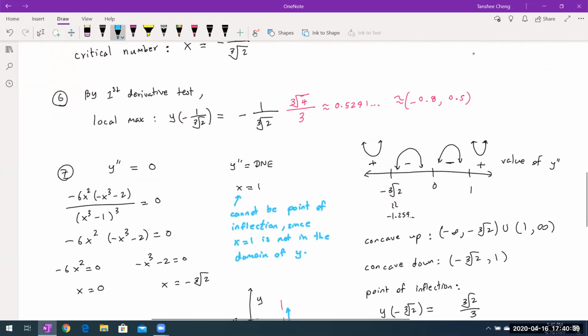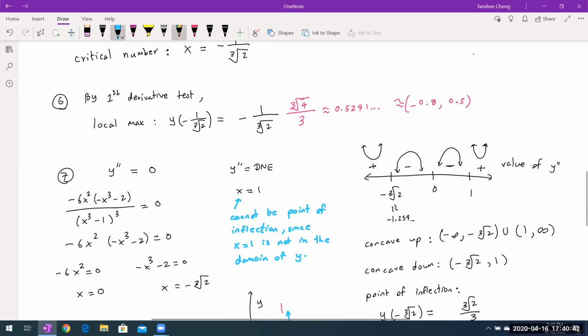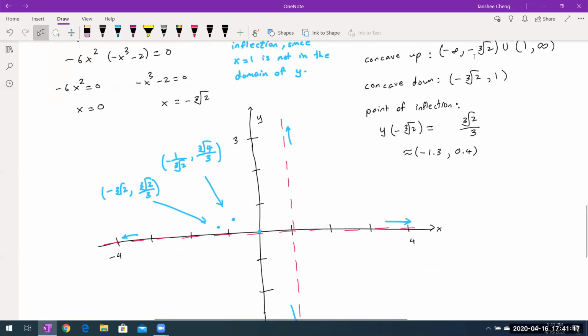So the first thing is I want to change something that I made a mistake on in a computational part. My local maximum, when I compute it, cannot be a negative number, right? So I made a mistake right here. So this is wrong. After you compute it by hand or calculator, this is the local maximum output value, cube root of 4 over 3, or approximately 0.5291, and so on. So we're going to be using approximations of 0.8, negative 0.8, and then 0.5.